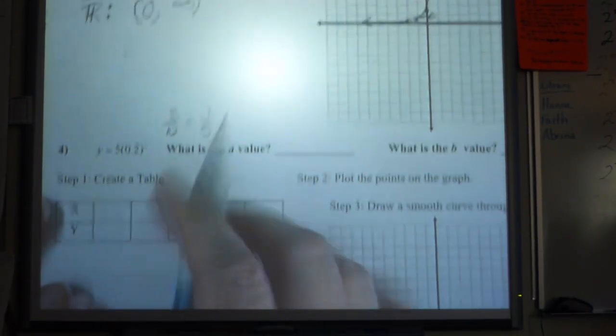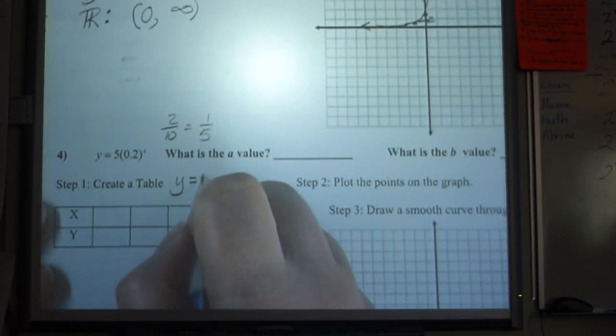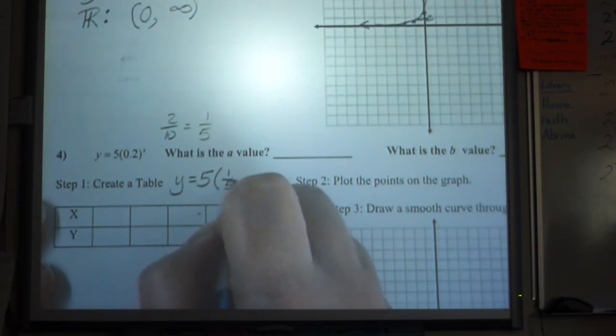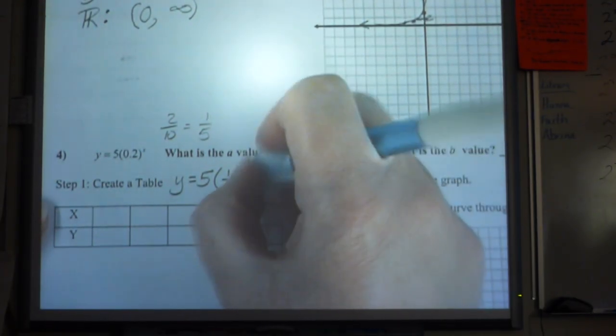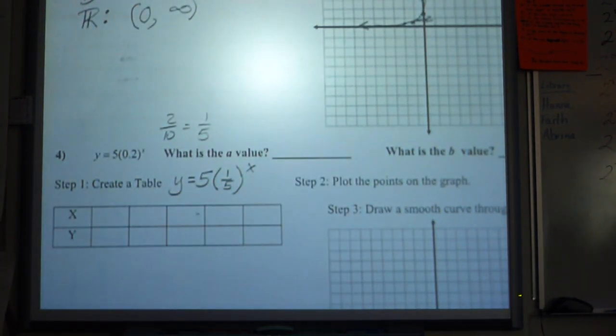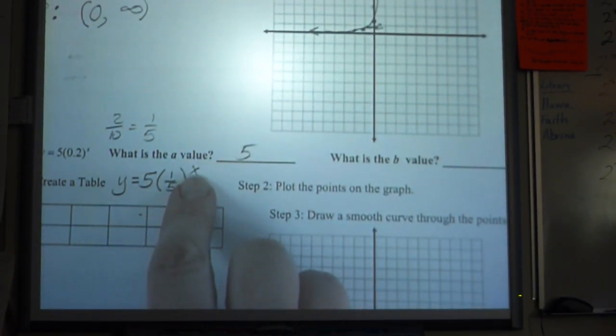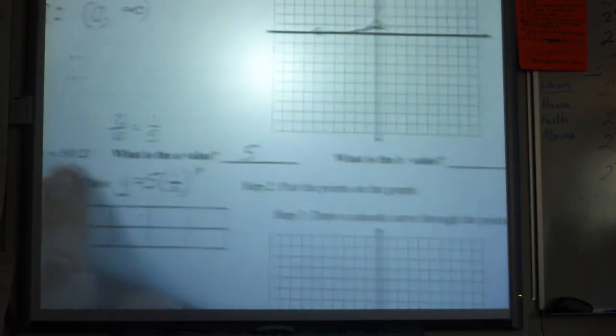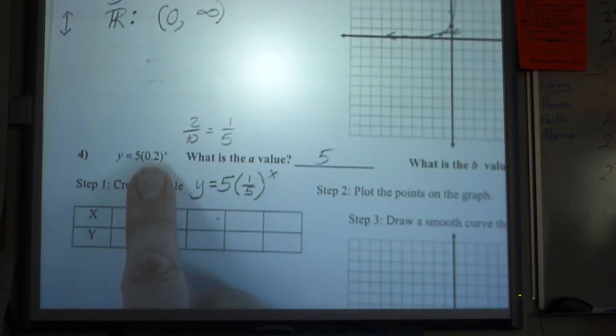1/5. So I'm just going to think of this as y equals 5 times 1/5 to the x power. Remember we're going to take our break a little bit late today, so let's stay put. Y equals 5 times 1/5 to the x power. What's our a value? What's our starting amount? 5. Good job. What's the b value or the base? 1/5. Right, that's getting raised to the x power. Technically in this problem it was 0.2, so 2/10.